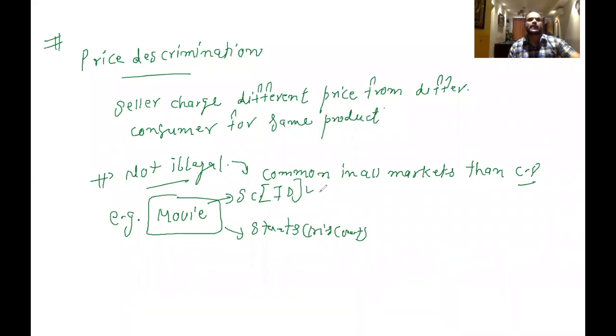Or a special price for the disabled. I don't know about that, but I think students and senior citizens are the best example of price discrimination. In fact, it is quite fair.